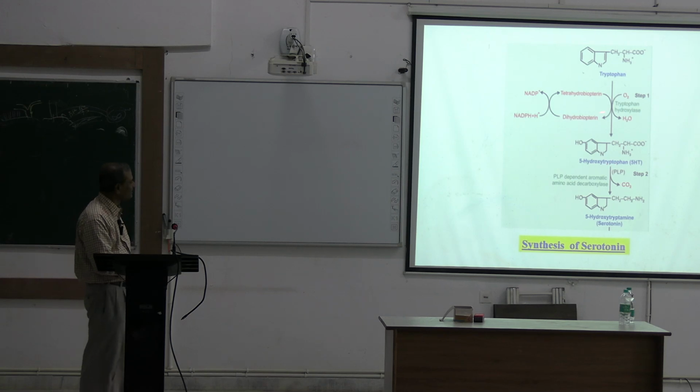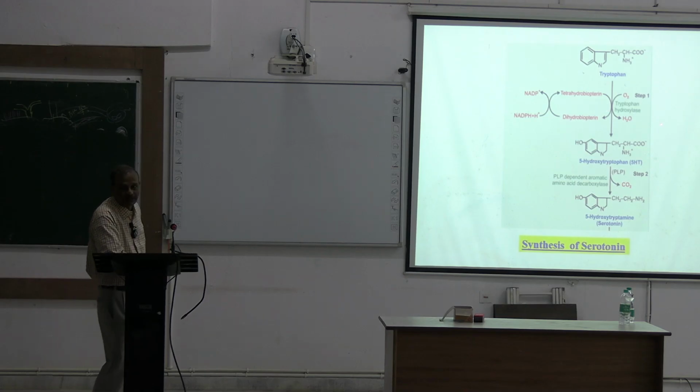5-hydroxylation first, then decarboxylation. Tetrahydrobiopterin is required here. It is an analogous reaction, just like phenylalanine hydroxylase. So, the tryptophan hydroxylase enzyme is there, and here again tetrahydrobiopterin is required. It is analogous to the phenylalanine hydroxylase enzyme, where the tetrahydrobiopterin needs to be regenerated through NADPH. It is the same pathway.